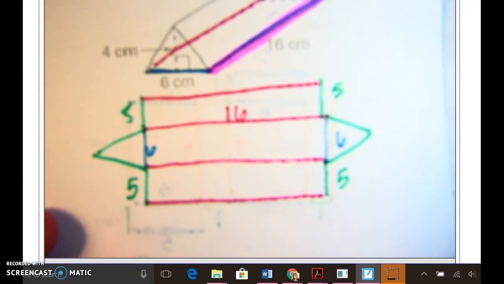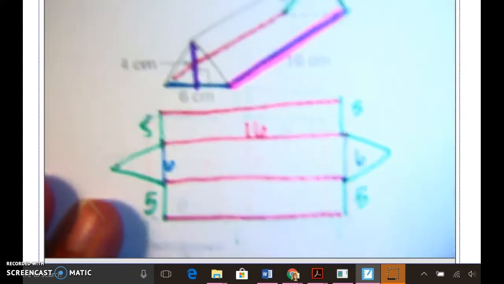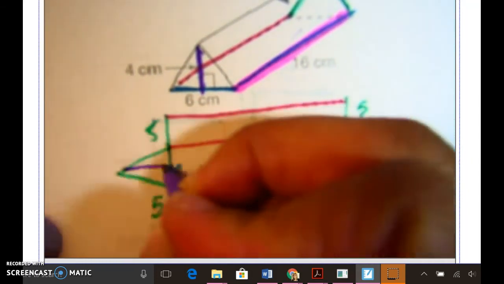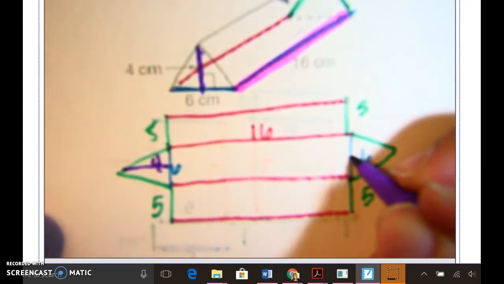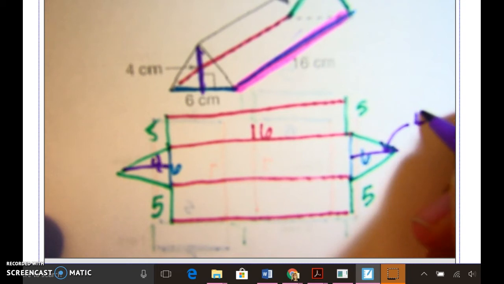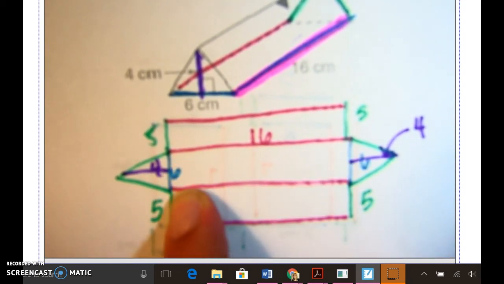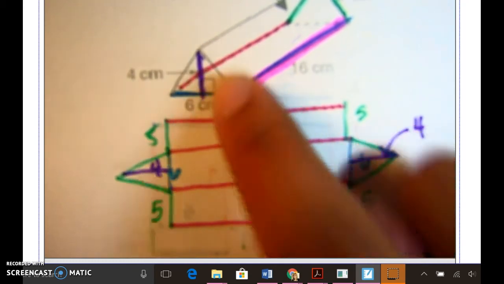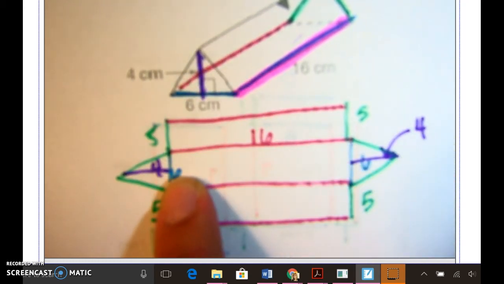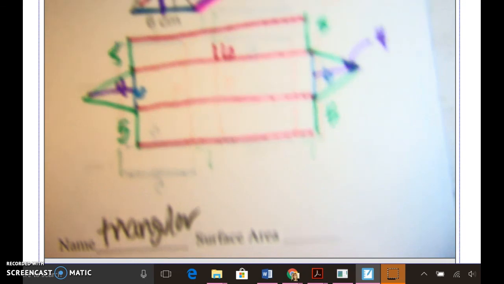So how do you do the triangles? Well, they're telling you that this is 4, the height. So you can label that 4, if that helps you. That height is 4. So when you do the triangles, it's going to be 6, the bottom of the triangle, times 4, the height, divided by 2. Okay, and you add all those up.